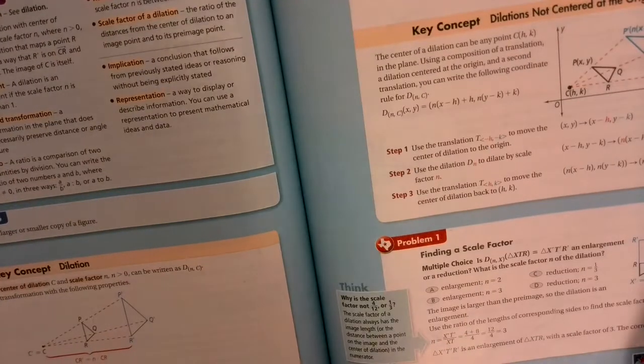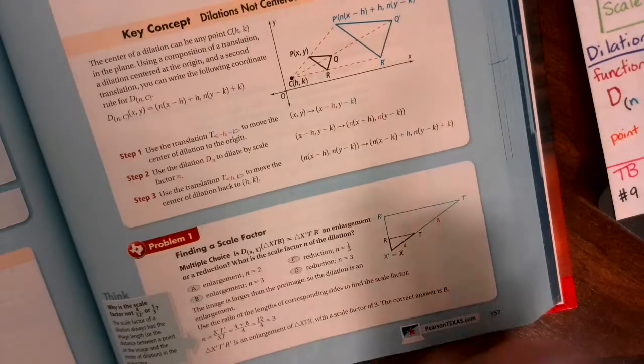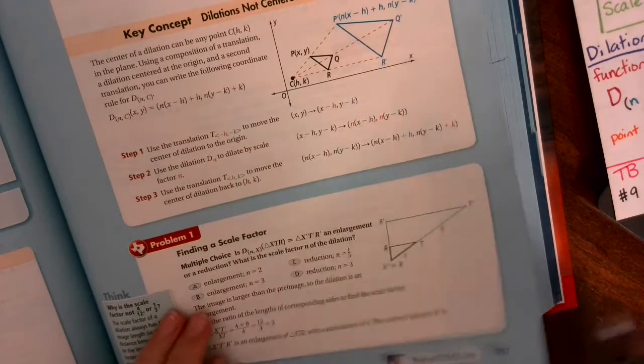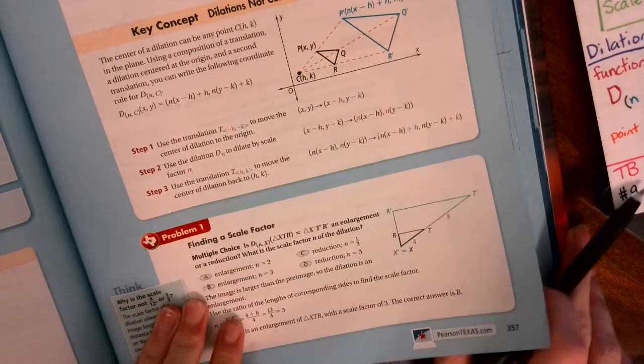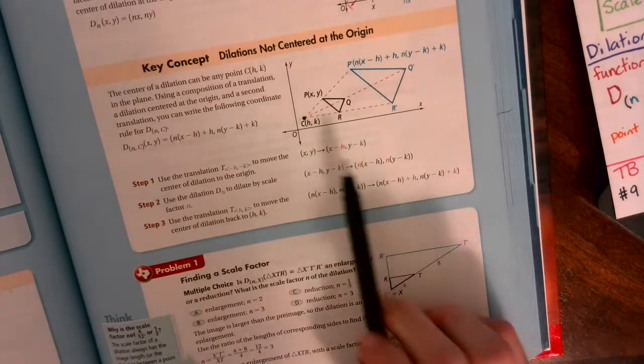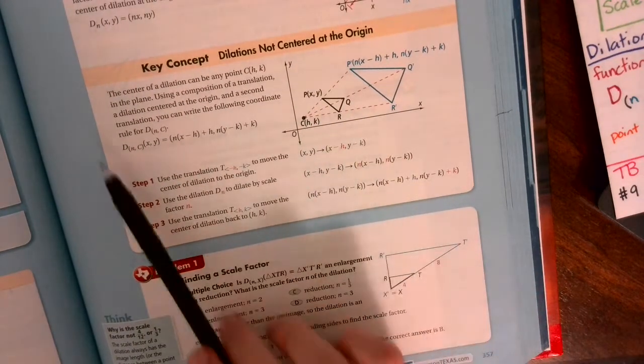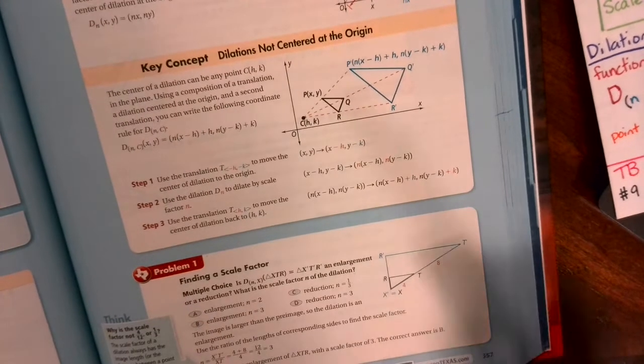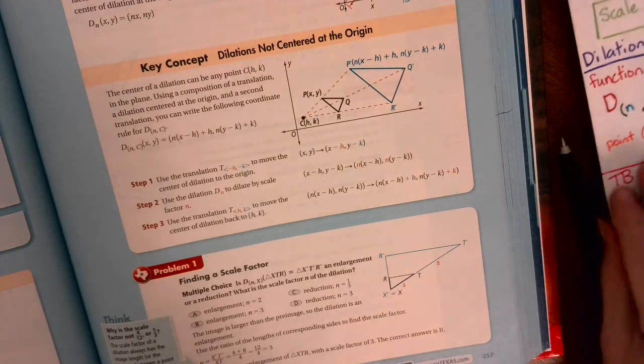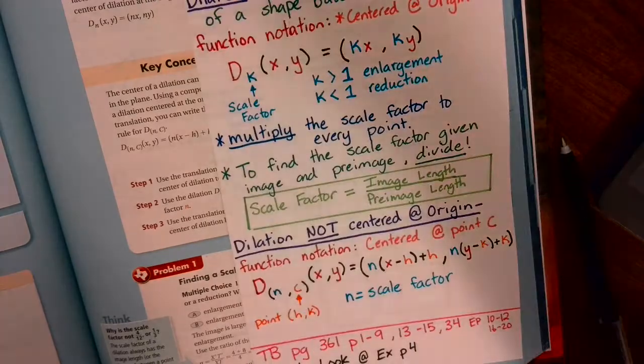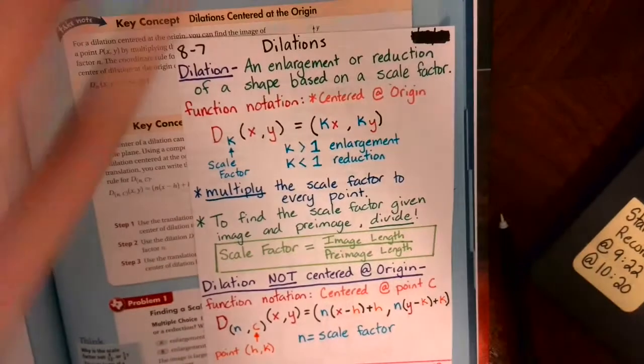So that's just in general how we find a scale factor, how we apply a scale factor, and how we can do it for points not centered at the origin. And there's more detail here if you want to pause and read about that. But in general, that's what 8-7 dilations is all about.